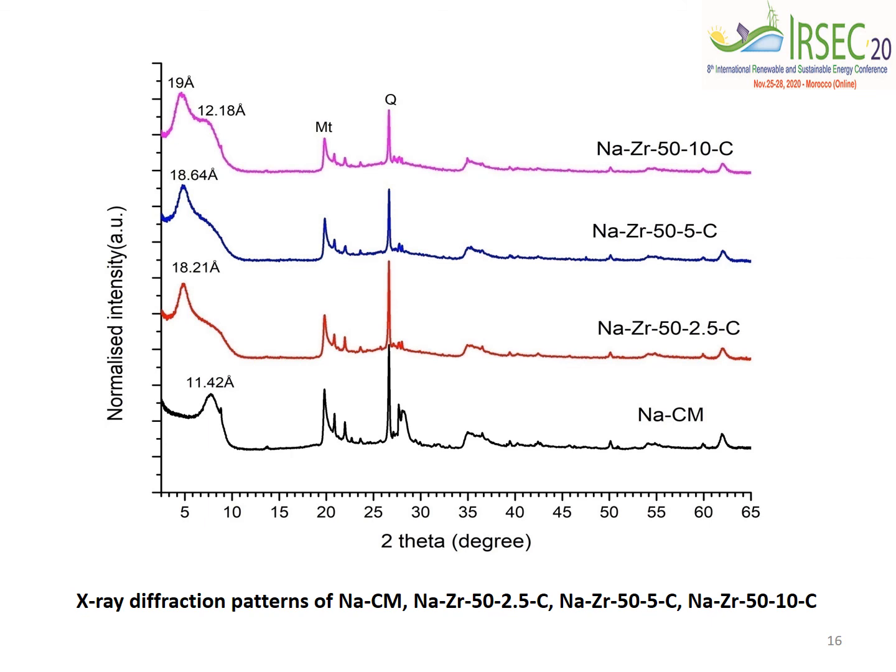And in 5C again this basal spacing increased to 18.64 angstrom, and pillaring was successfully done in this sample too. But in 10C we got two peaks, corresponding to basal spacings of 19 angstrom and 12.1 angstrom, which tells us that our clay structure started getting distorted when we increased the concentration of zirconium to clay.